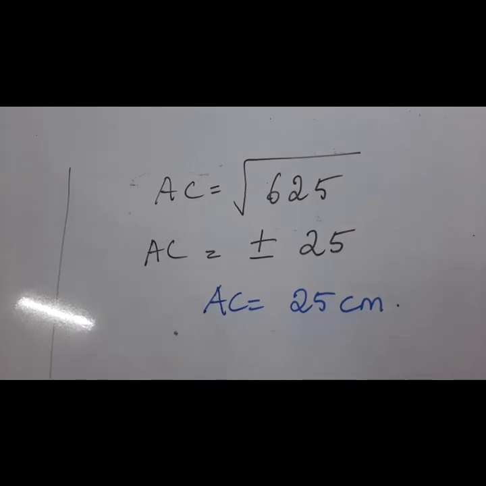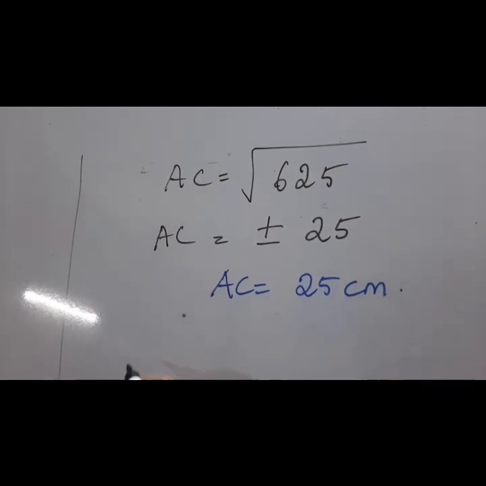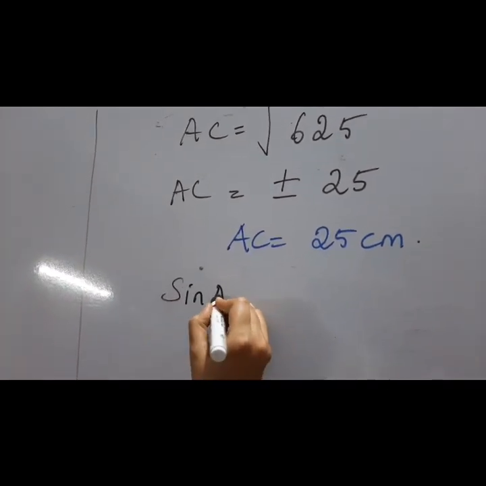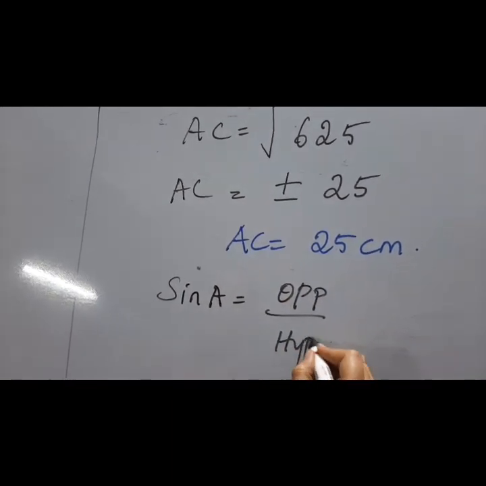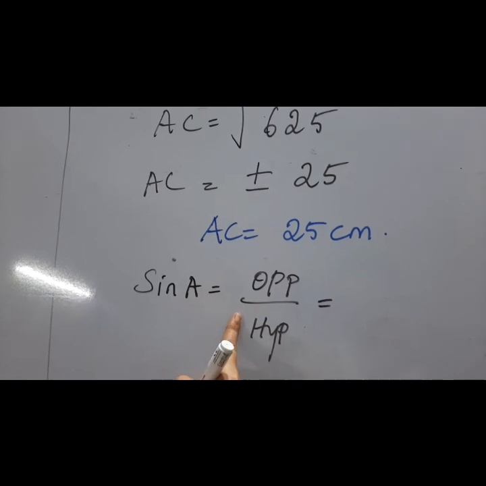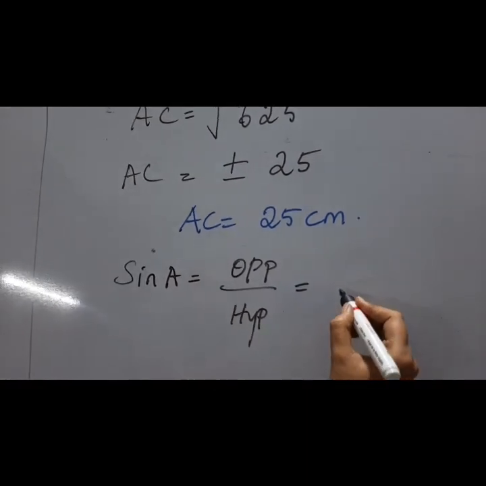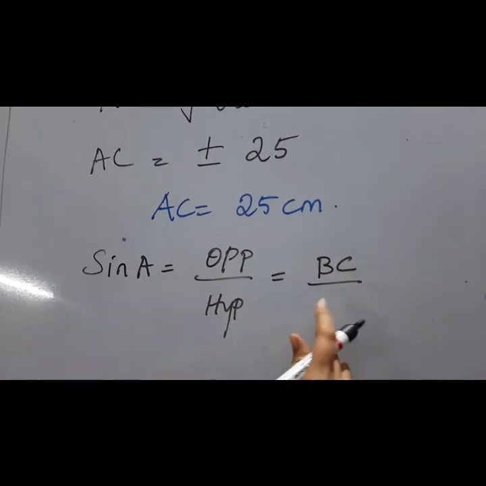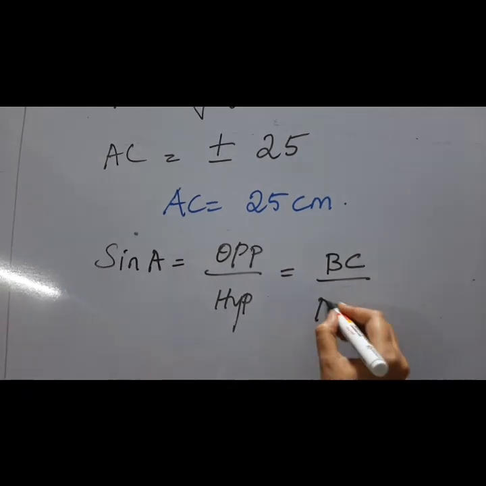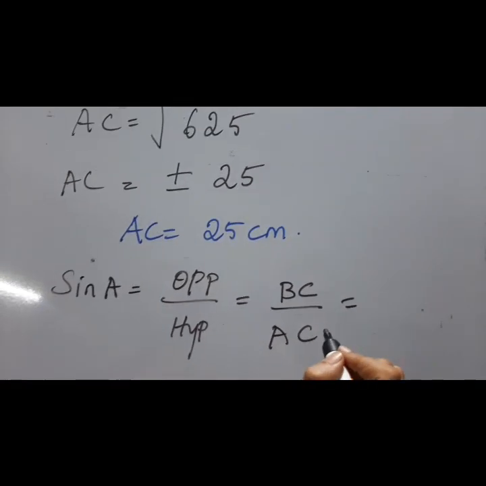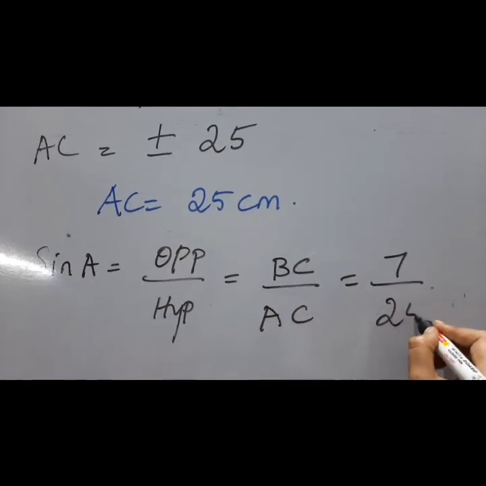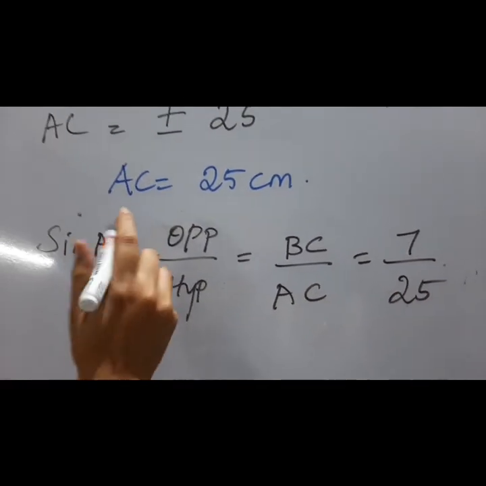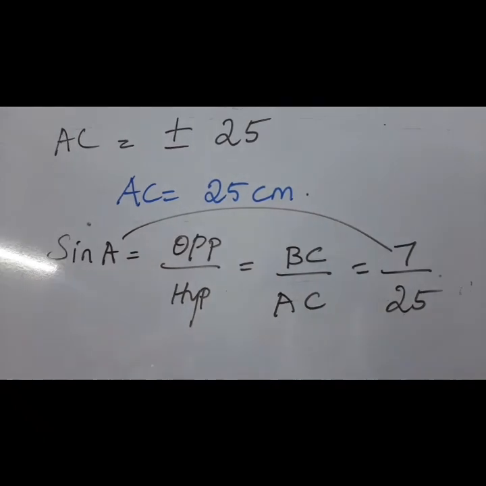Now let us calculate the ratios. First we want to find out sine A. Sine A is equal to opposite upon hypotenuse. What is the opposite side for sine A? It is BC, and the hypotenuse is AC. What is the value for BC? 7 centimeter, and what is the value for AC? 25 centimeter. So sine A is equal to 7 by 25.